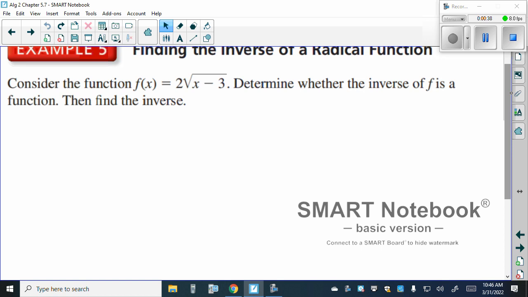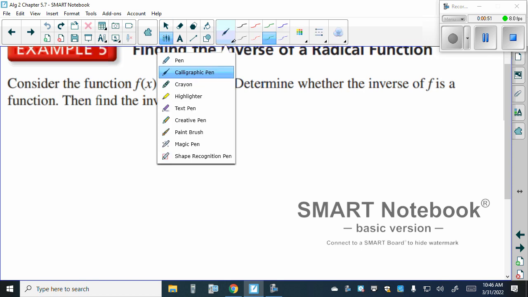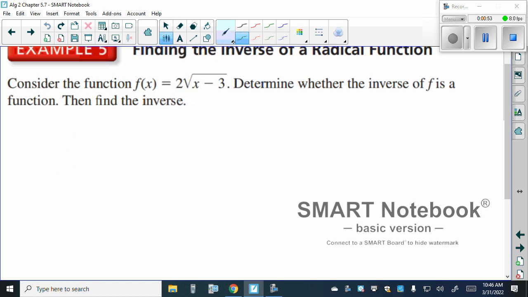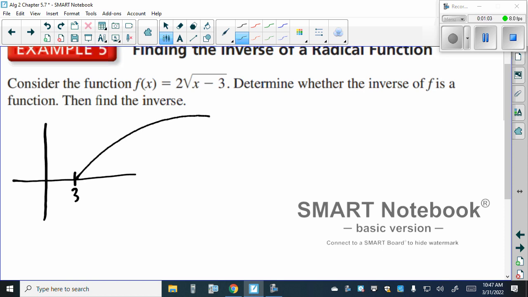If we want to determine if it's a function, we would graph it. We would graph the function, and this does work out to have an inverse. On the x-axis, it would start at the point 3. It would have this kind of graph, this overarching little arc.